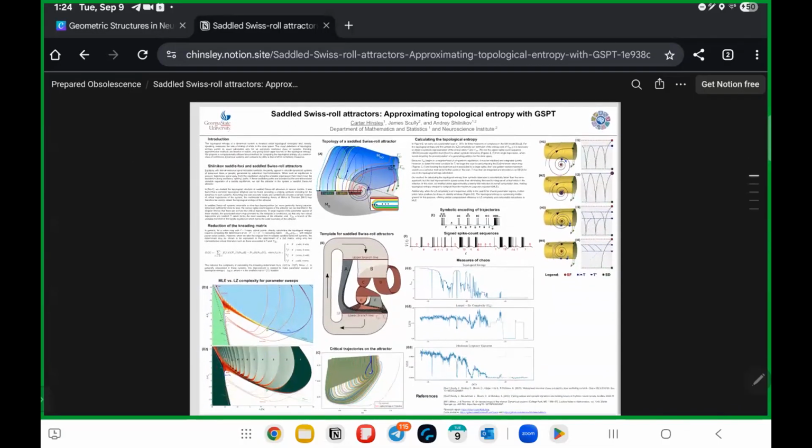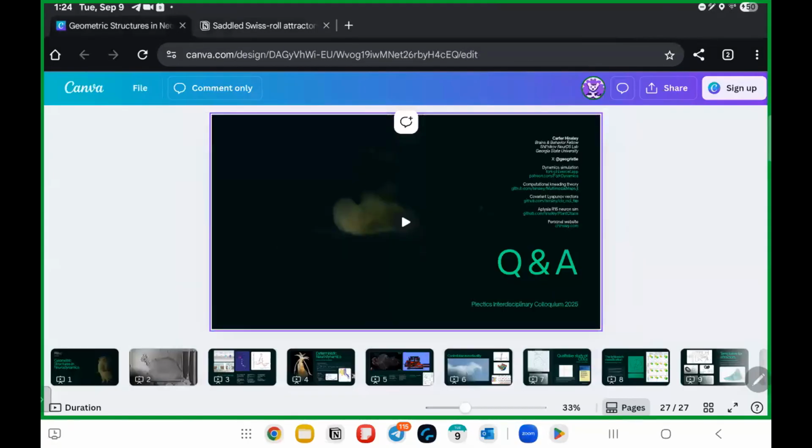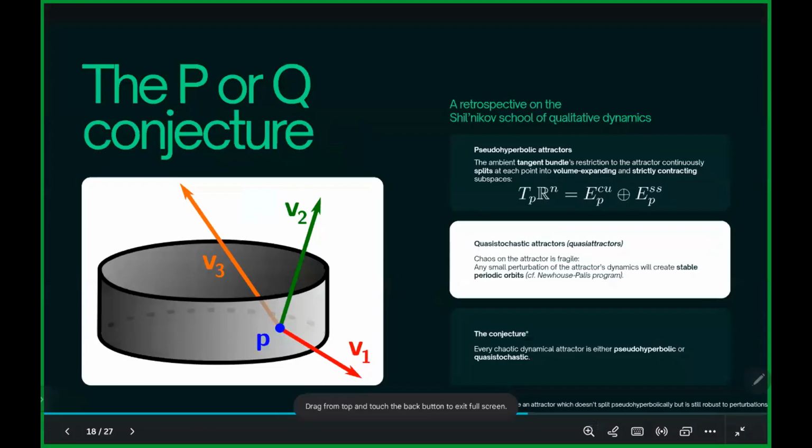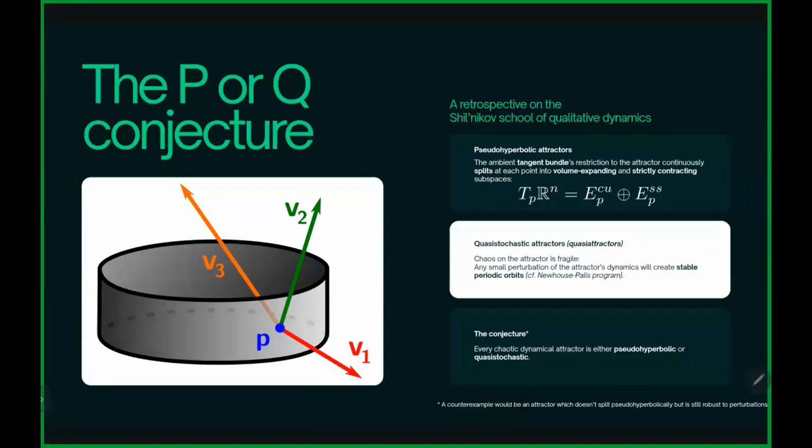So if I go back, I put a little note in there talking about what it would look like to resolve this conjecture. If you wanted to resolve the conjecture to the negative, you would need to give an example of an attractor that is not pseudohyperbolic, but which is still robust to perturbations. So you should find, in the space of dynamical systems, an attractor that is not pseudohyperbolic, but it lives in an open set in the space of dynamical systems where all those systems in that open set are chaotic.